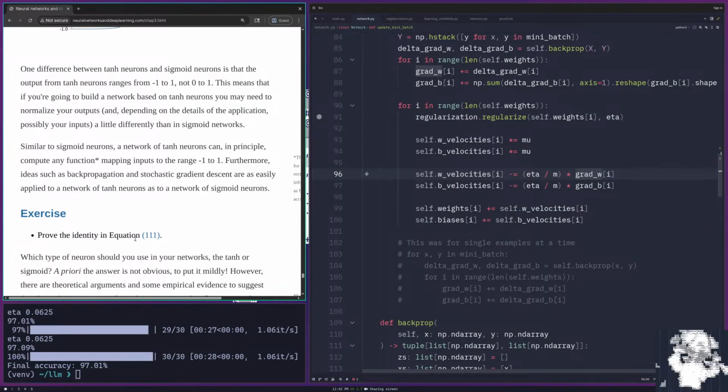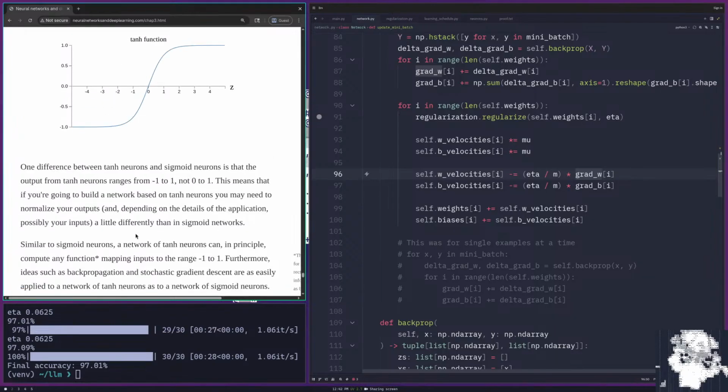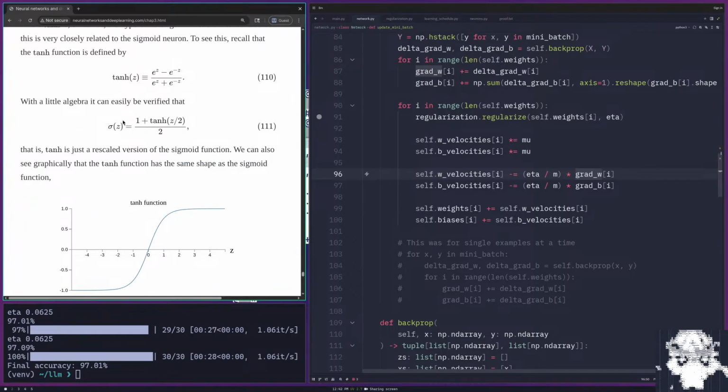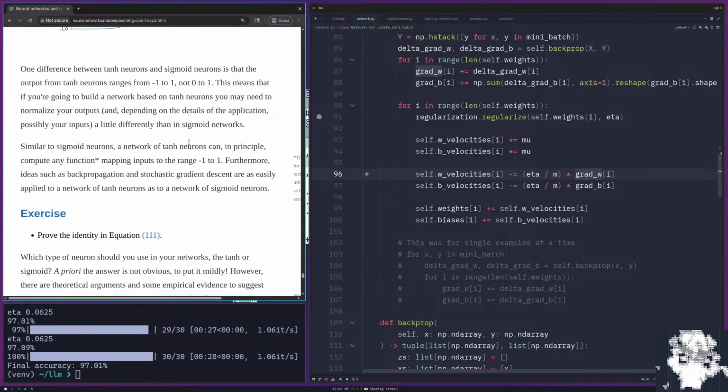Exercise: prove the identity in equation 111. No, I'm not going to do that. I don't care to do that. That's not what I'm trying to get out of this book.